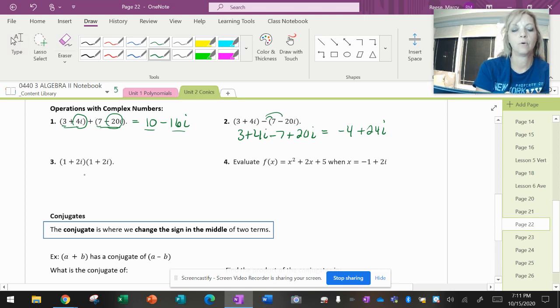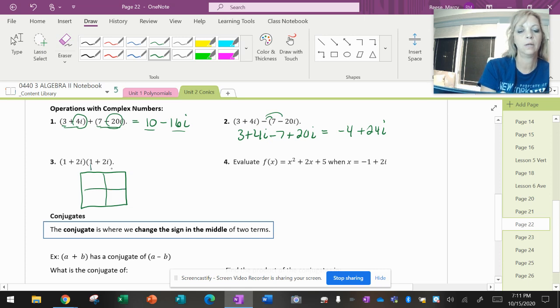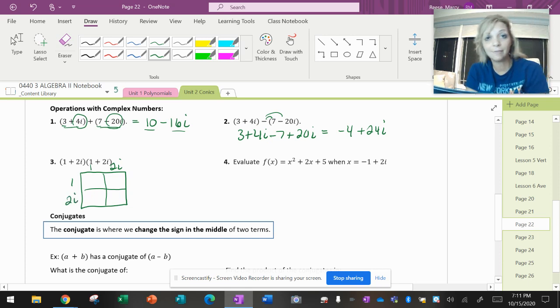And 3. Oh boy, here's a box. We're going to do the area model, right? That's what we're going to do. We're going to do 1 and 2i and 1 and 2i. And you're, again, think of this as a variable. Instead of an x, it's an i. So let's go through this. We got 1 times 1 is 1. 2i times 1 is 2i. 1 times 2i is 2i again. And then 2i times 2i is 4i squared.